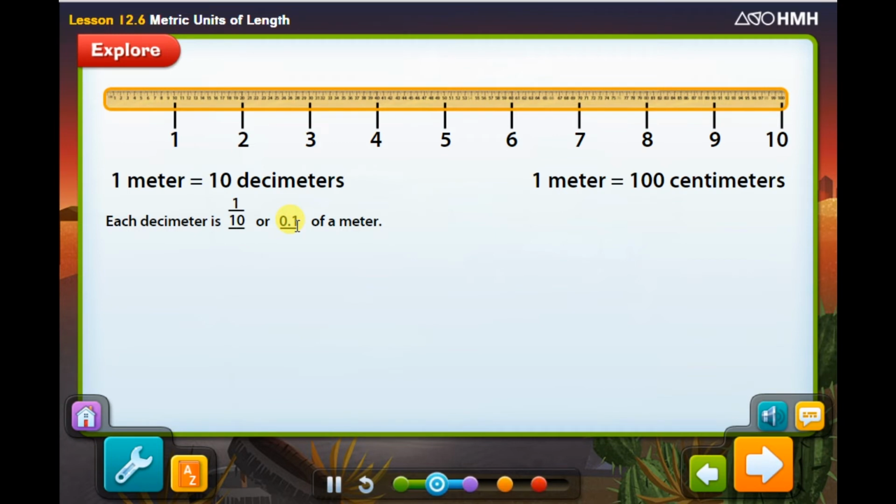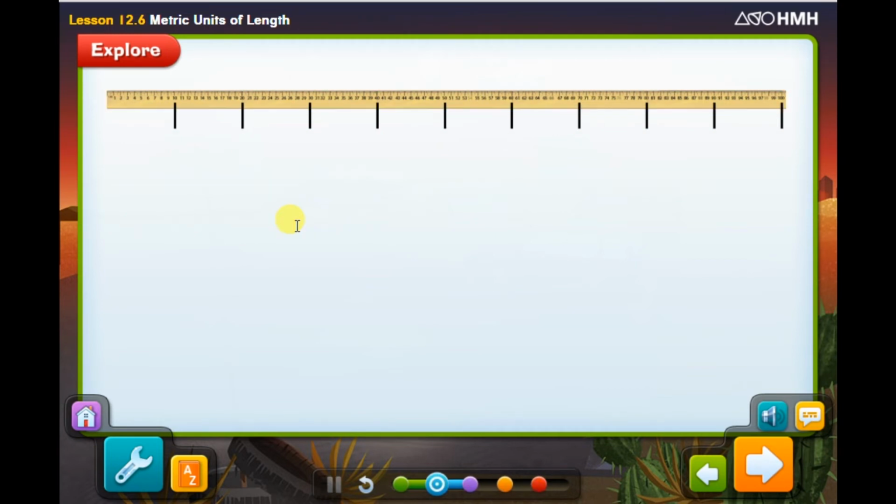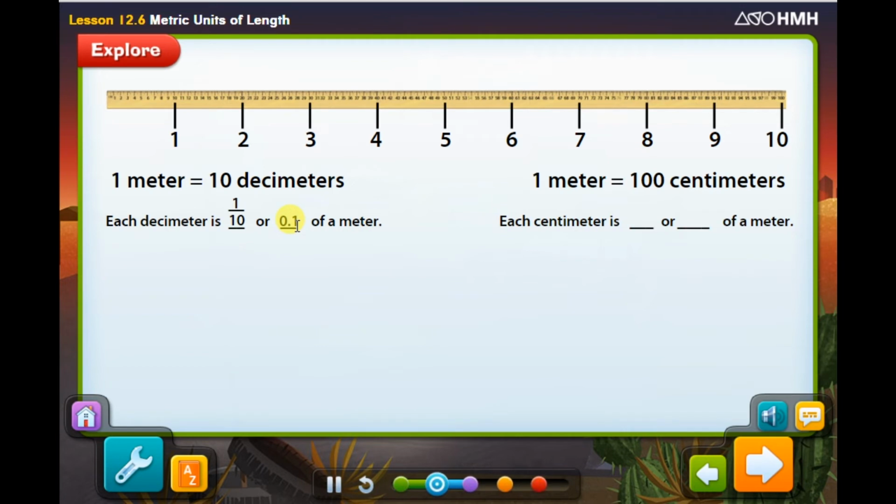1 meter equals 100 centimeters. How does 1 centimeter compare to 1 meter? Okay, so to move from 1 meter to centimeter, you first have to multiply by 10 to get 10 decimeters, then multiply again by 10 to give you another 10 centimeters. So from meter to centimeter, you have to multiply by 10 times 10, which means 100, right?